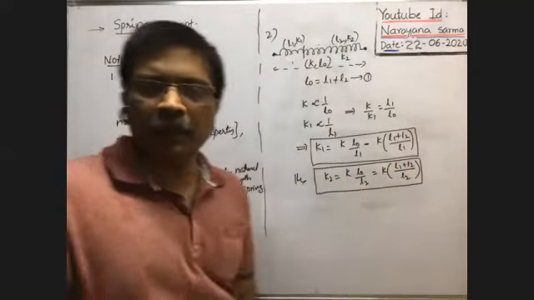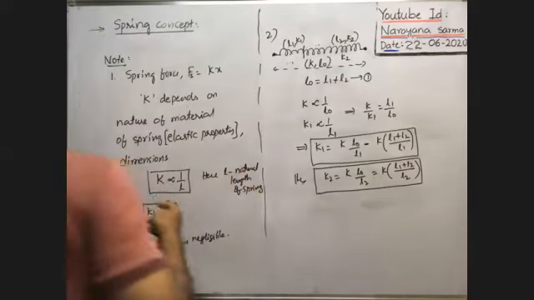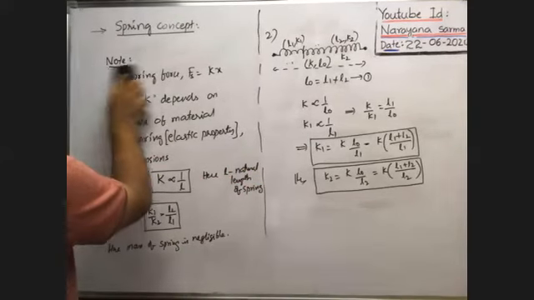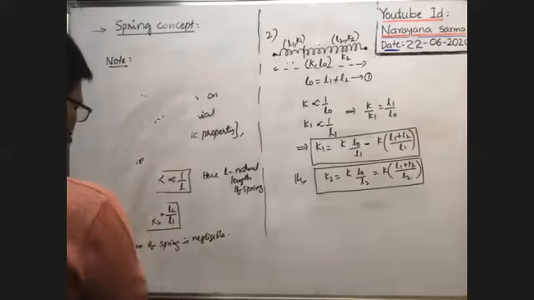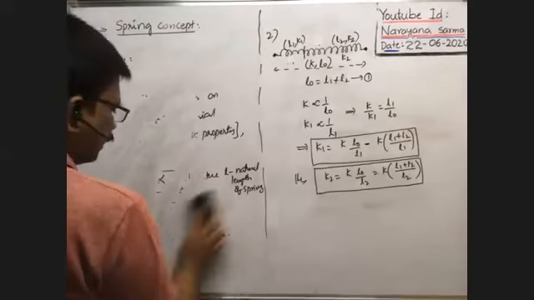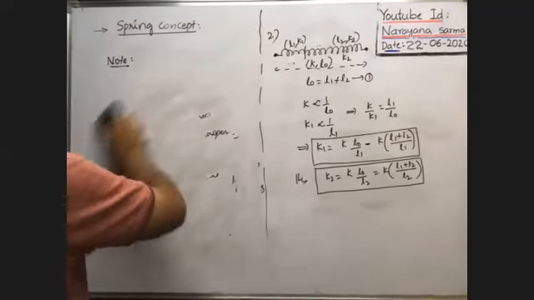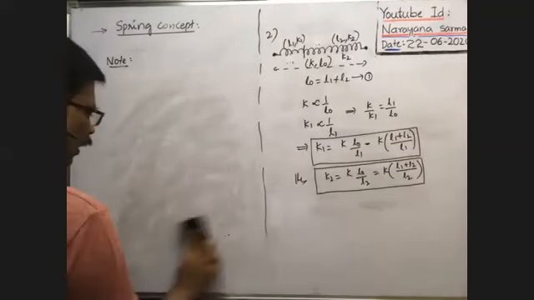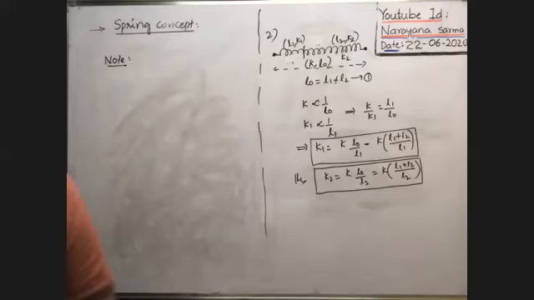Next, a note point that was once given in Mains: suppose the given spring is divided into two parts so that the lengths are in the ratio m:n. Then what about the spring constants of the two parts? That is the question. So here, note 3.